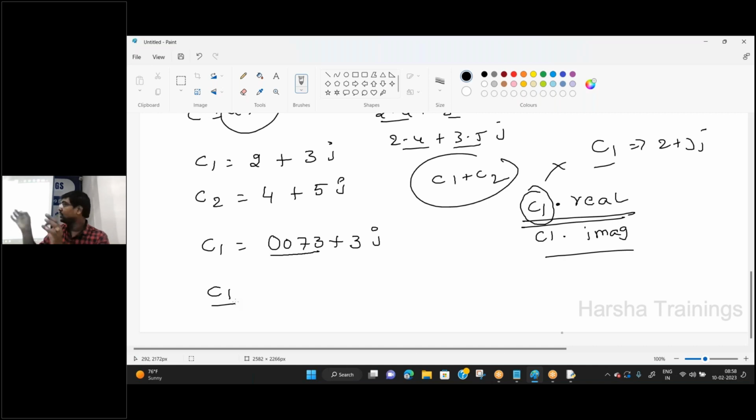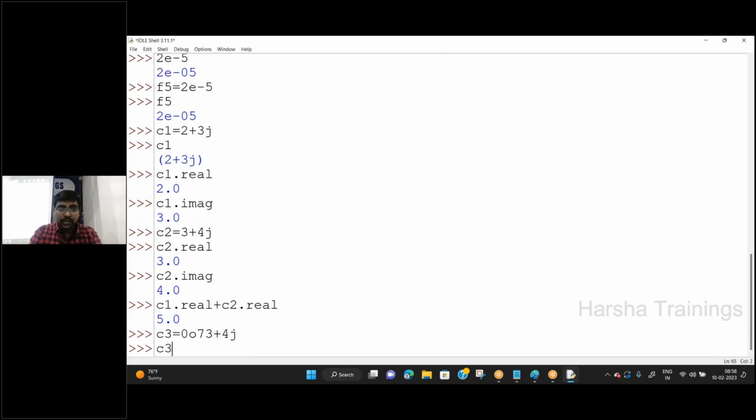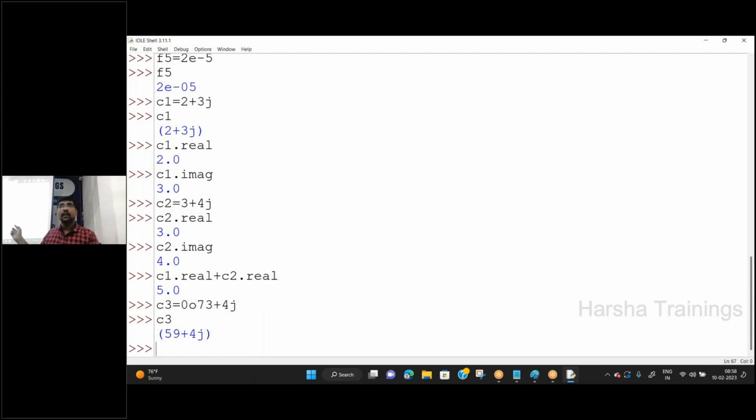Decimal number, whatever the situation. If you are given a number in any base, the output is in decimal. Suppose C3 is equal to 0o73 plus some 4j. If you print C3, 0o73 is converted into decimal. Yes or no? Yes, sir.